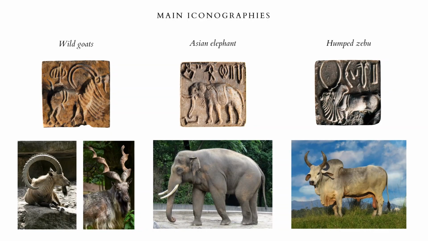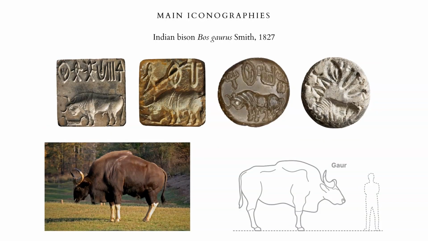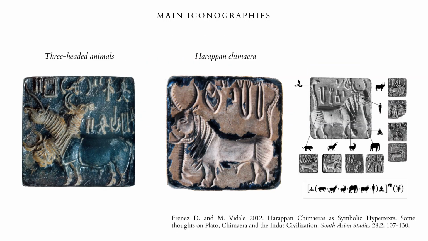Of particular importance is the Indian bison or shorthorn bull. This animal, in fact, characterizes the absolute majority of Indus-type and Indus-related seals found outside the greater Indus Valley, suggesting that it was the symbol of Harappan merchants engaged in external trade. In addition to real animals, the Indus seals also include imaginary composite creatures such as three-headed bovids, and what Massimo Vidal and I have called the Harappan chimera.